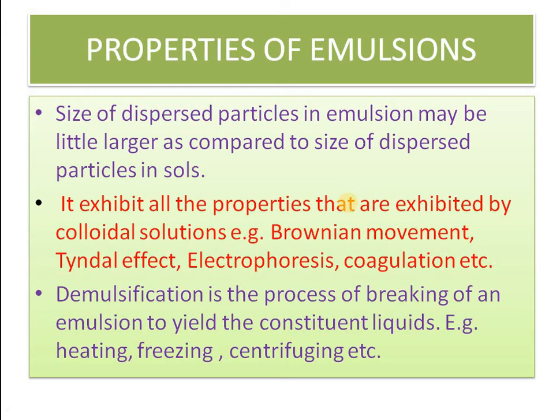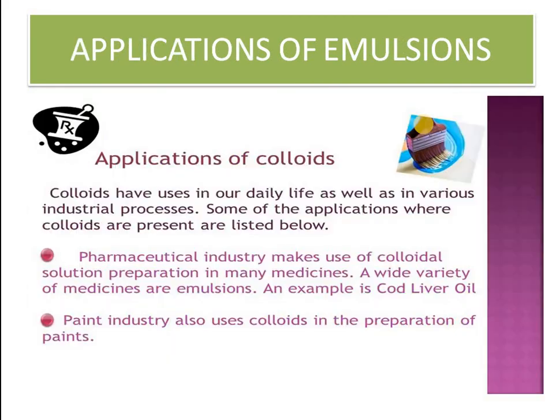Next is properties of emulsions. The size of dispersed particles in an emulsion may be a little larger compared to the size of dispersed particles in sols. Generally, they exhibit all the properties exhibited by colloids, like Brownian movement, Tyndall effect, electrophoresis and coagulation. Emulsification, and the opposite, de-emulsification, is the process of breaking an emulsion to yield the constituent liquids, for example by heating, freezing or centrifuging. So we are removing one of the phases and ultimately the emulsified state will not be there.